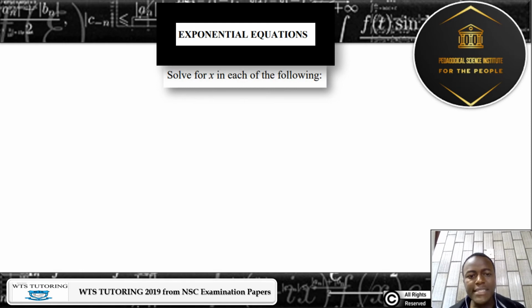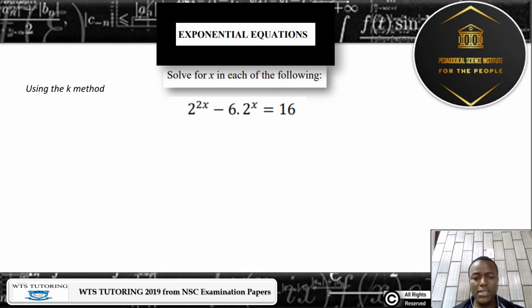Okay, we are still on exponential equations, but now I want to show you how you can solve for x in this exponential equation. But these kinds of exponential equations are not the normal ones that we have been solving before. Now, this one will be using the K method in order to solve them, right? Okay, let's look at this question. It says 2 exponent 2x minus 6 times 2 exponent x is equal to 16. Then they say solve for x.